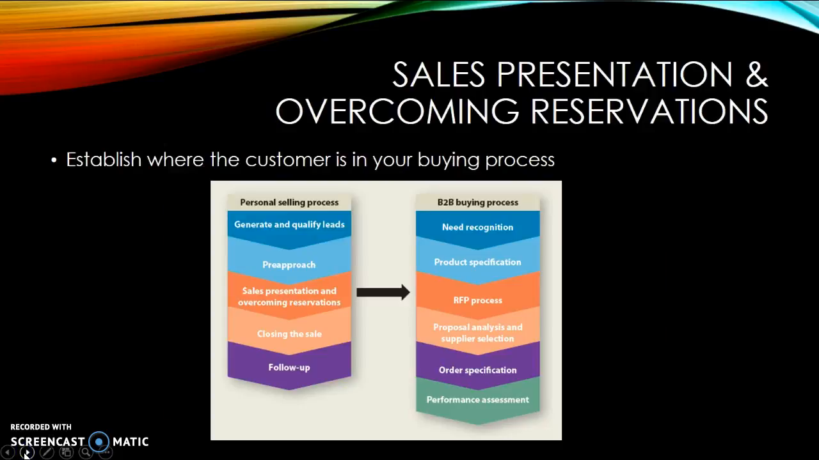This leads us to the third step, which is the actual presentation. As I said, there are steps to the personal selling process, but there are also steps to the buying process that you need to establish during your presentation, such as letting your customer know the recognition of what you're trying to provide for them, product specification, the RFP process, proposal analysis and supplier selection, the order specification, and performance assessment. All of this can be done in your presentation, and as long as this is done, then you're doing a great job.